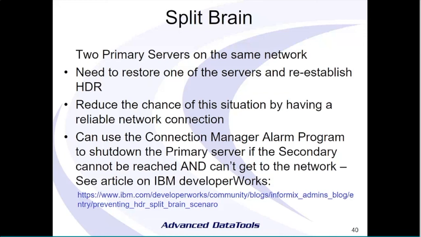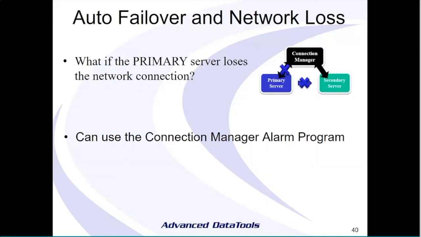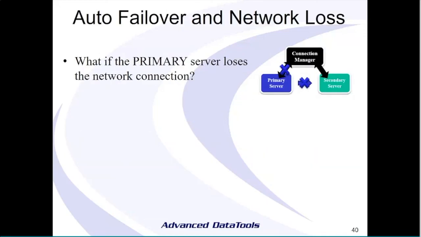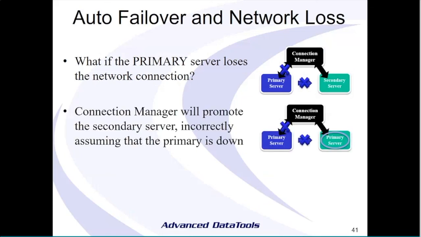This is one of the, I'm going to come back to the slide actually, this is what a split brain is. So if your primary server loses network connection, your primary server is still online, but somebody cut the cable, the switch failed, whatever. So it is now disconnected from your network. Connection manager hits that timeout window, promotes a secondary, assuming the primary is down because it can't reach the primary. But the primary is still up, it's just running disconnected from everything else.